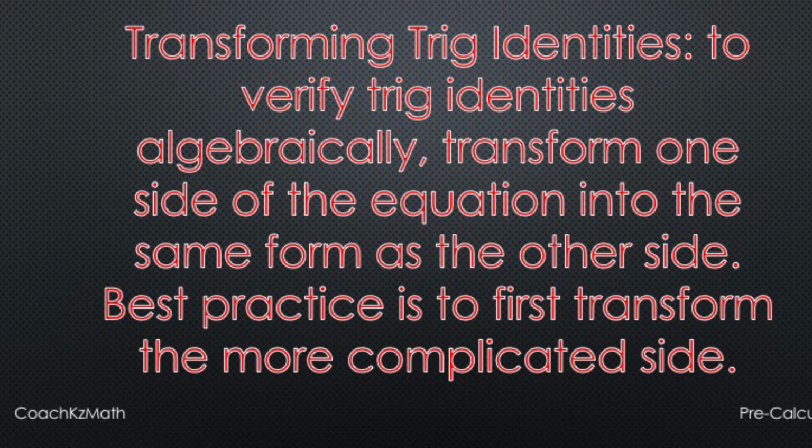One more sentence here. Best practice is to first transform the more complicated side. And that just makes sense. If the right side was sine of x, you wouldn't want to try to mess that all around to look like the complicated side. No, take the side that looks more complicated. Work on breaking that down as much as you can. By doing that, hopefully you'll show and verify that the two trig identities are equal.